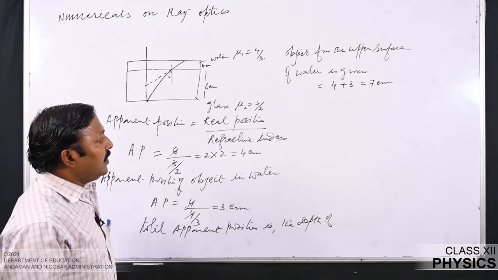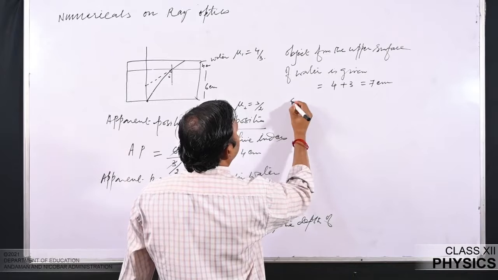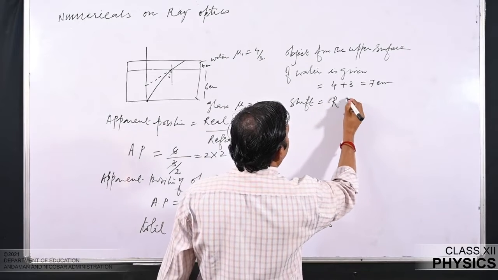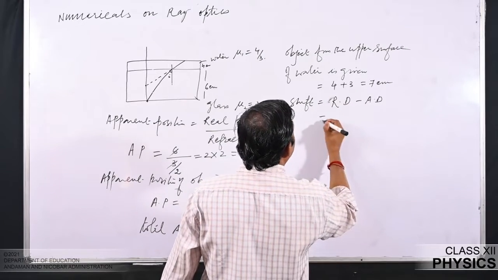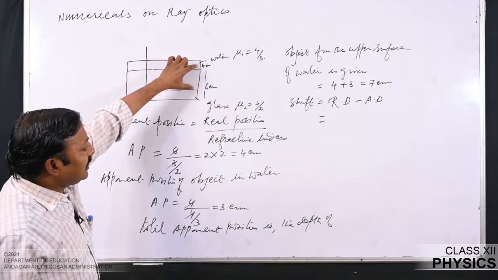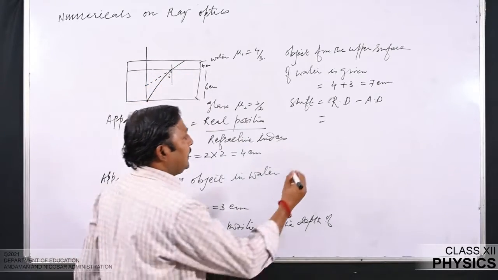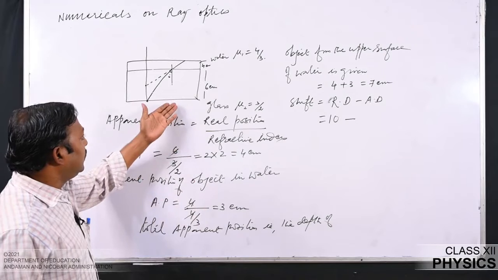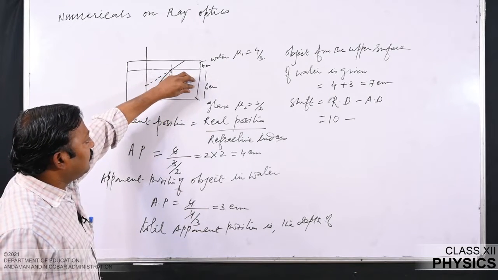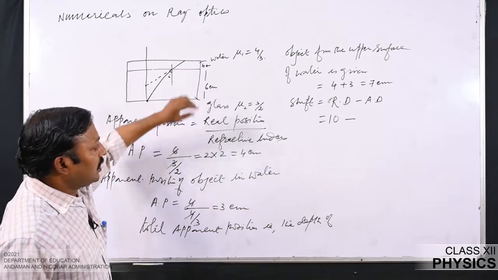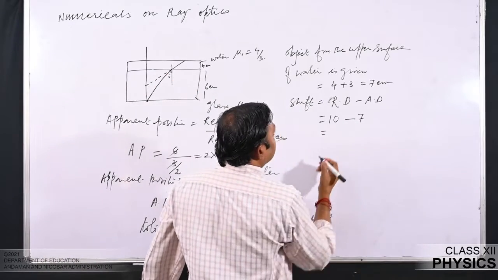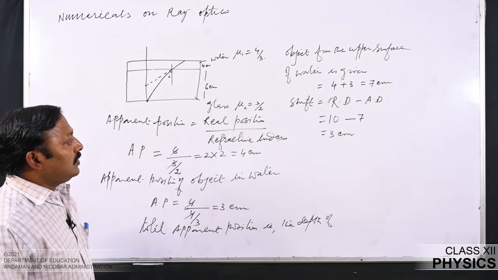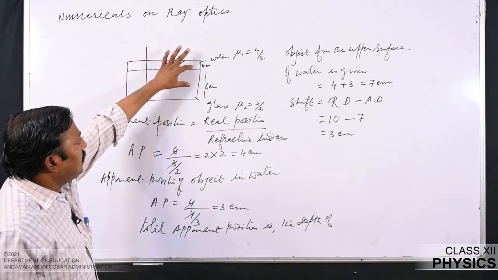Now the shift is equal to real depth minus apparent depth. Here the real depth is the total sum of both the thicknesses, that is 4 plus 6, which is equal to 10 centimeter. 10 minus the apparent depth we calculated, which is the sum of the apparent depths produced by both glass as well as water, that is 7. So here the shift produced is 3 centimeter. So we find that the final shift produced by the system of two mediums is 3 centimeter.